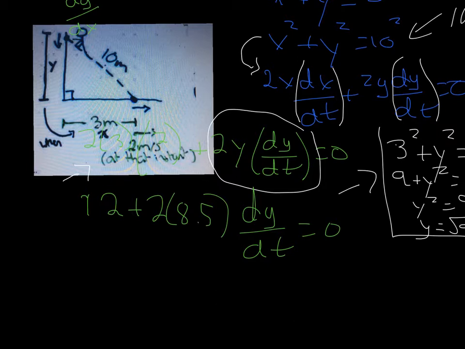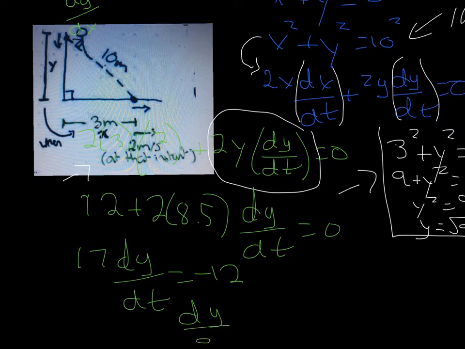And so if we continue to solve this, we would have 17 dy dt equal to negative 12, and dy dt equal to negative 12 over 17. And that's going to be in meters per second. Sorry for the messiness. I don't have a stylus. I'm writing with my finger.